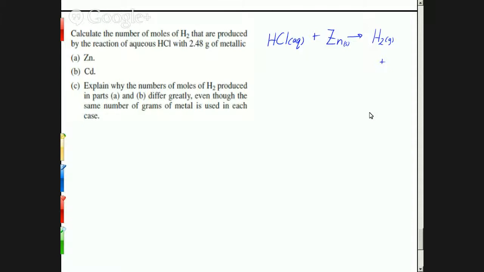And so the compound of zinc and chloride, zinc is +2, so it needs 2 chlorides to balance it out. Whoops, not gas.